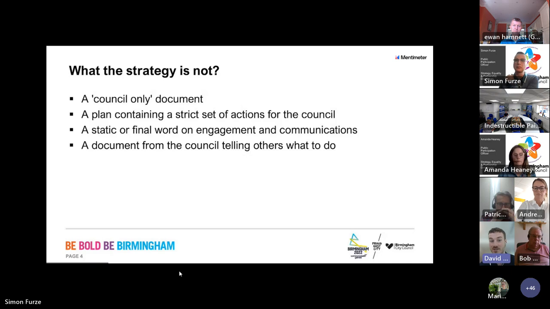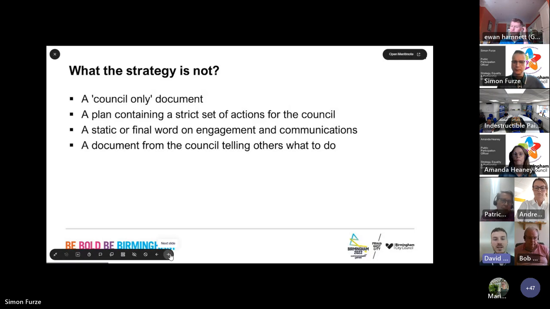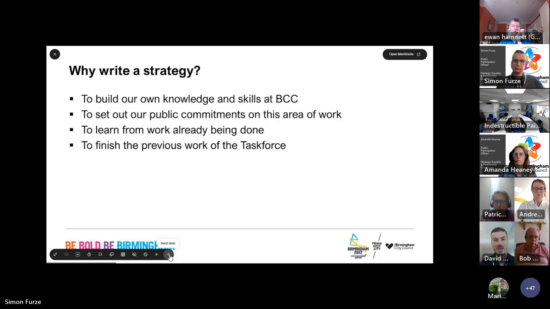So what isn't the strategy? One thing I've tried to do in the work I've done so far is make sure that it's not a council-only document. It's something that could be used by other organisations or people in the city if they were doing work around this area. As well, it's not a plan containing a strict set of actions that the council is committing to, or a final word, or something we're telling other people to do, if that makes sense.